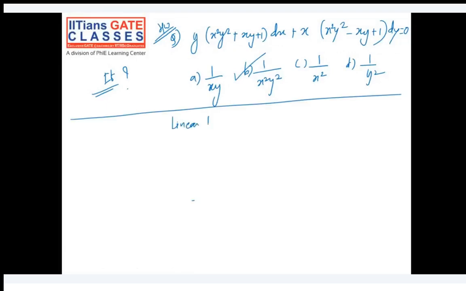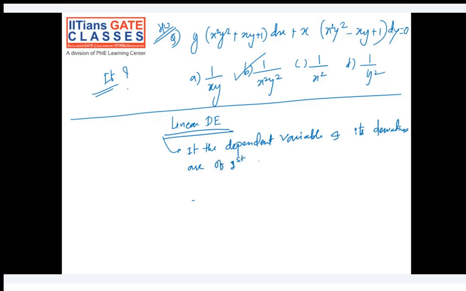Can you tell me when we say it's a linear differential equation? Linear differential equation means the dependent variable and its derivatives are of first degree only, and these should not be in multiplication. So basically y raised to the power one term, then dy by dx, or let's say d2y by dx square term, all these terms are of the same degree, or 1 degree basically.